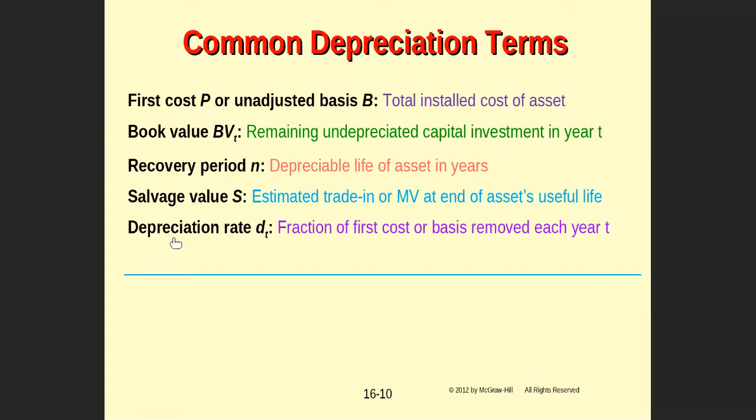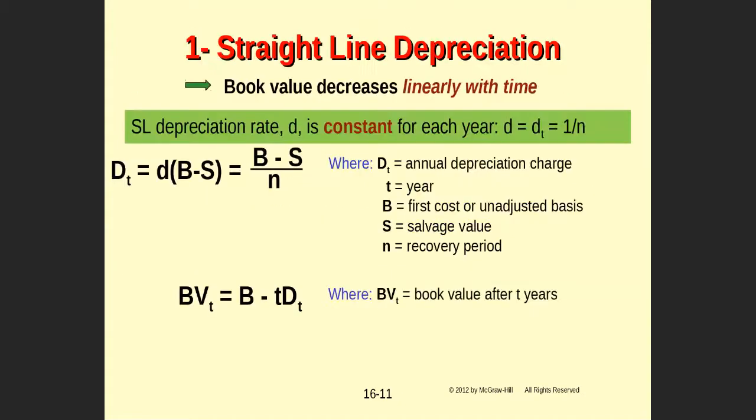The depreciation rate, or D_t, is the fraction of first cost or basis removed each year. That means every year how much you will deduct from that asset's original cost. Every year, this is considered the depreciation rate.